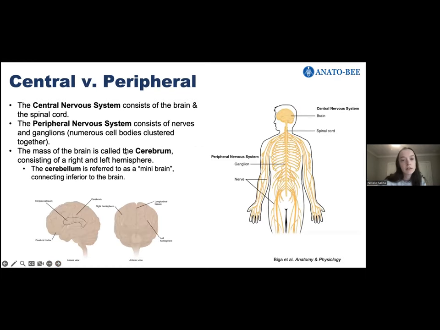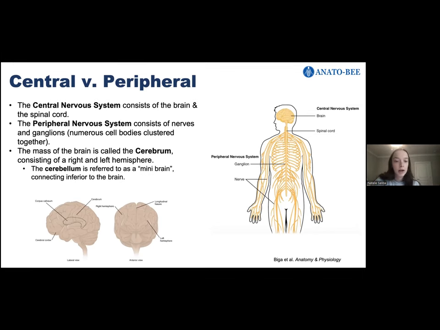So the central nervous system consists of the brain and the spinal cord, whereas the peripheral nervous system is more of the nerves and the ganglion. As you can see right here, it's more of the outside, whereas here's the central. And then the spinal cord in the middle is also the central nervous system. The ganglion, we'll talk about more of this later, are just little cell bodies that exist in the peripheral nervous system.